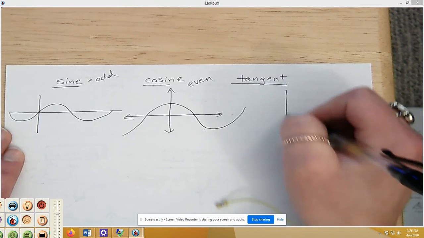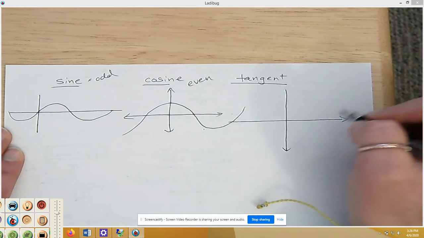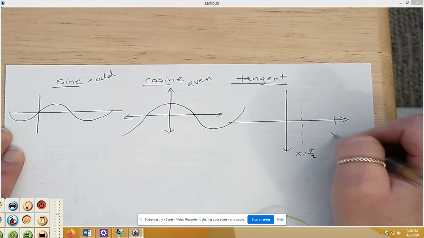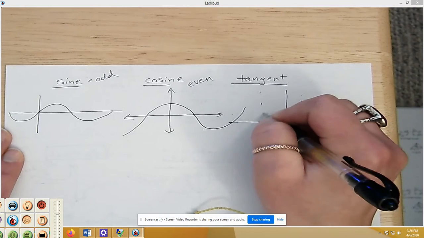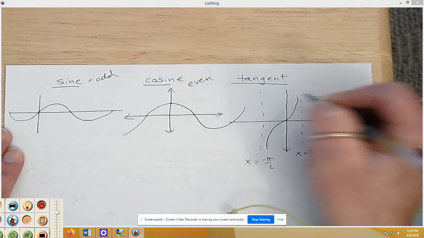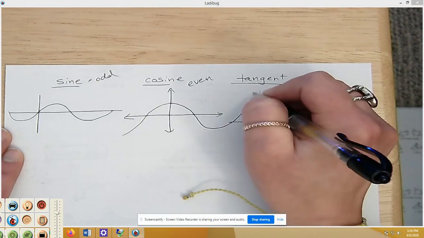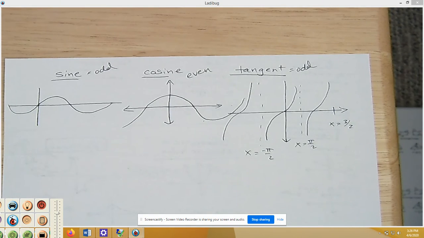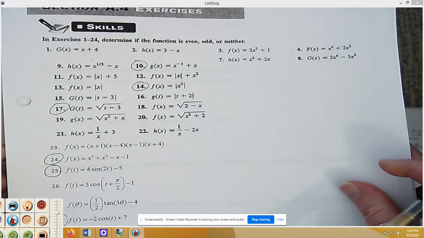And then if you look at a tangent graph, this is going to be x equals pi over 2, x equals 3 pi over 2, x equals negative pi over 2, and these are always increasing. So the parent tangent will be odd, and then again, you have to think through your transformation. So there's no quick way to do even, odd, and neither functions. In general, you do have to think. I did kind of go over a few main ideas for you, but in general, you have to think them through.